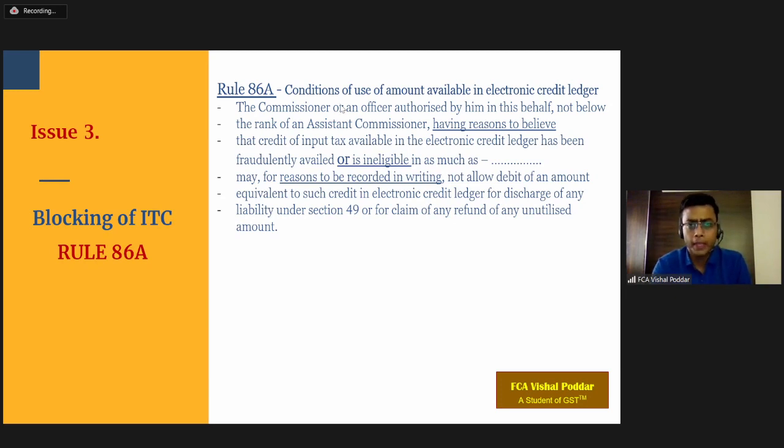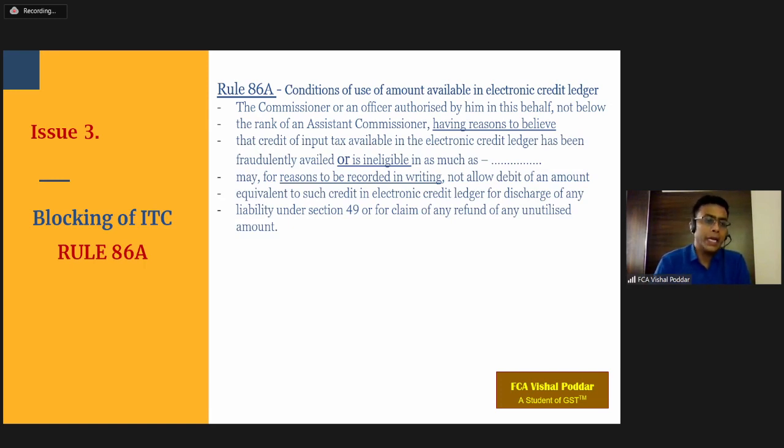What it says: conditions of use of amount available in electronic credit ledger, the commissioner or officer authorized by him in this behalf, not below the rank of AC, if the person is having reasons to believe. Now, your first line of defense is asking the department to prove the reasons to believe. Yes, if they are having genuine reasons to believe, fine.